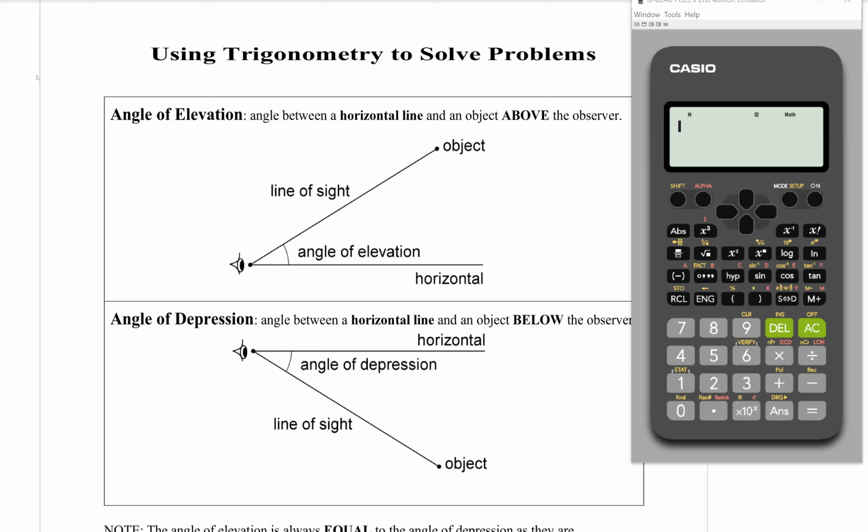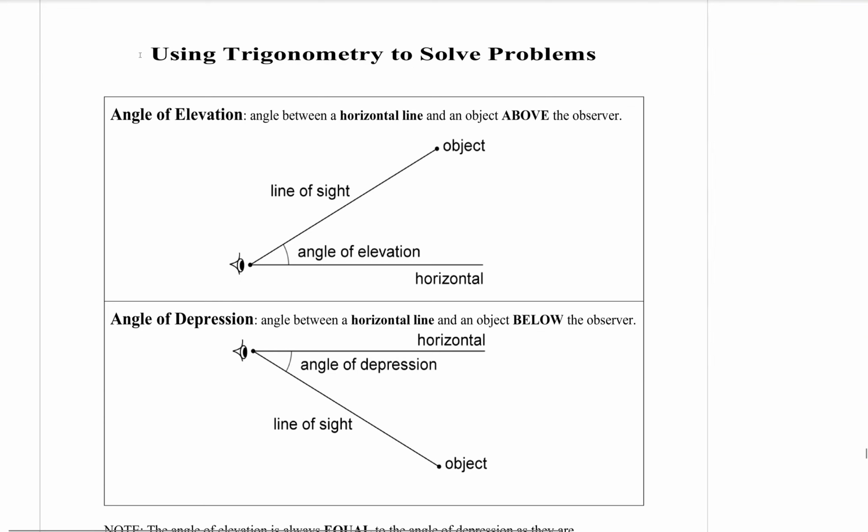Word problems applying what we have learnt. There are a couple of terms that you need to know in the little table that's there. An angle of elevation is an angle from a horizontal line going up. So here's our horizontal line here, and it's the angle coming up from there. So that angle in there is what we call an angle of elevation.